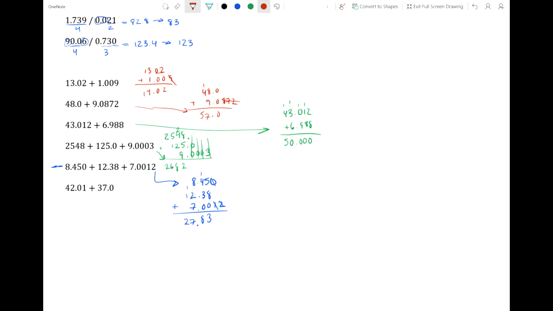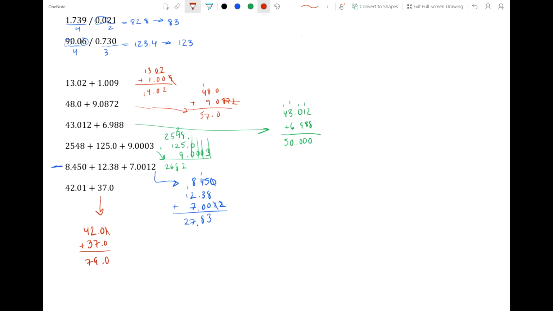Now over here, let's go and do the final operation in red. 42.01 plus 37.0. So we're going to forget about this 1 in the hundredths place, and we're just going to carry down the 0. So this makes 79.0.